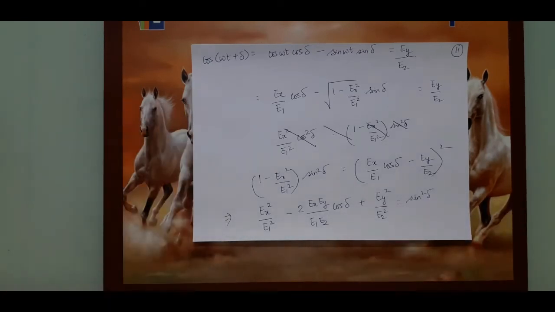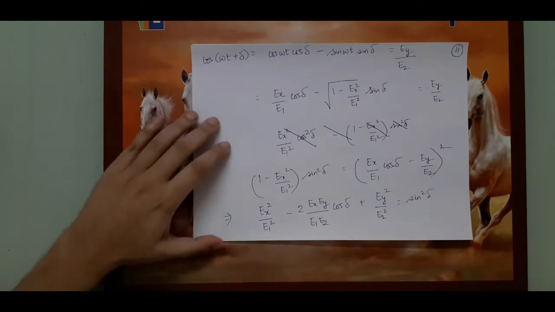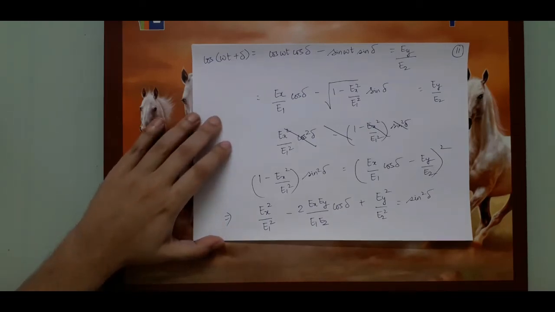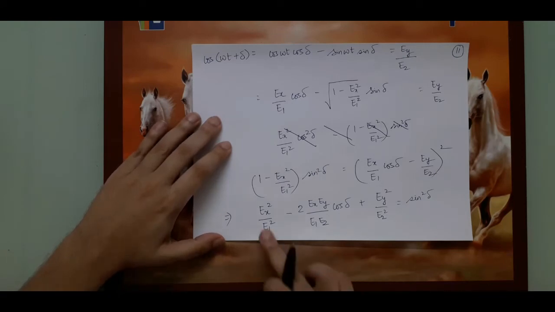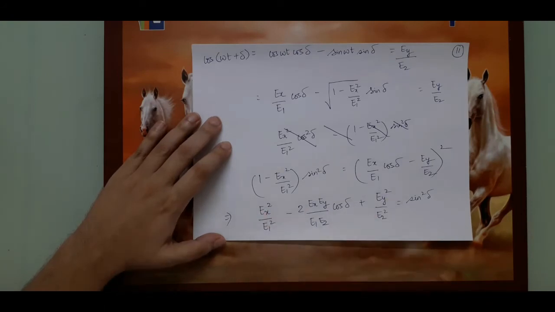This is what you get. Now, E1, E2 and delta are fixed. What changes is Ex and Ey as a function of time.